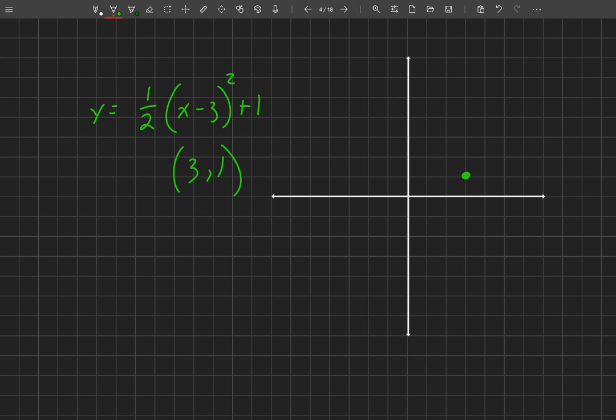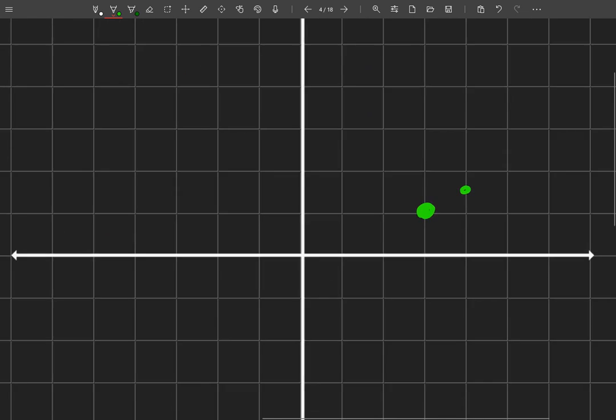Well, this, just like before when I had a 2 there, it doubled it. Well, what I'm doing here is I'm cutting it in half every time, right? So if normally I go over 1 and up 1 here, now I'm going over 1 and up, well, half of 1 is a half. So I'm only going up half. Let me actually zoom in for you so you can see this.